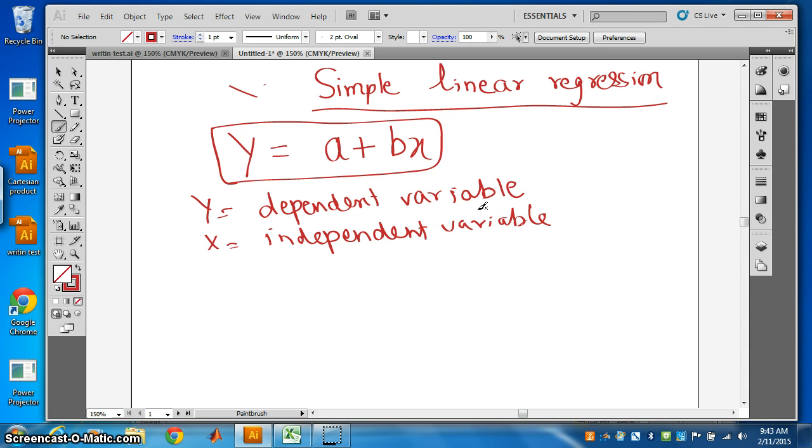A and B are known as parameters. They are also called regression coefficients. In this equation, A is also the intercept. You know, we get a straight line when we draw a linear equation. A is intercept. B is called slope coefficient.